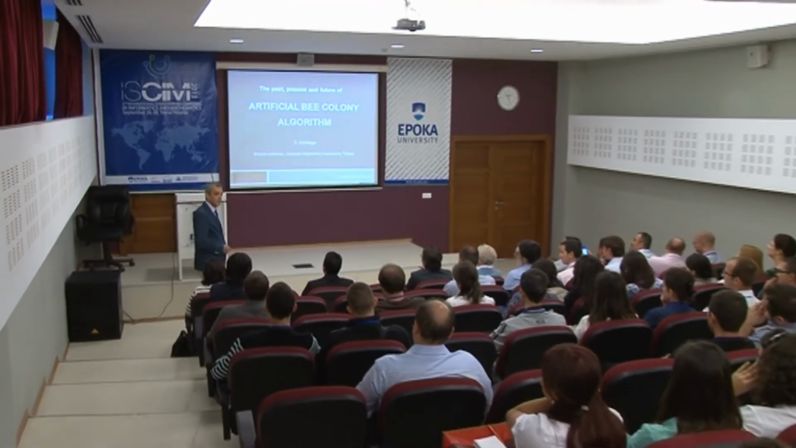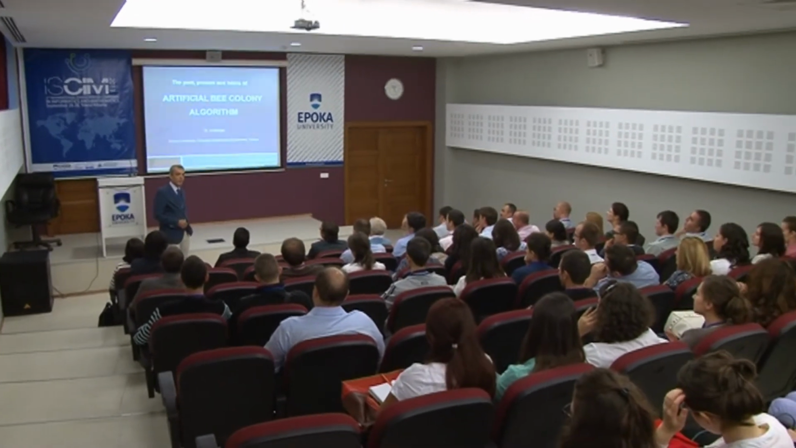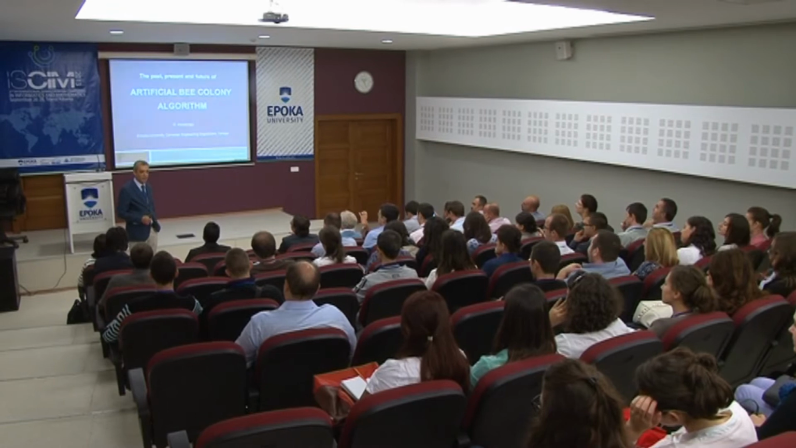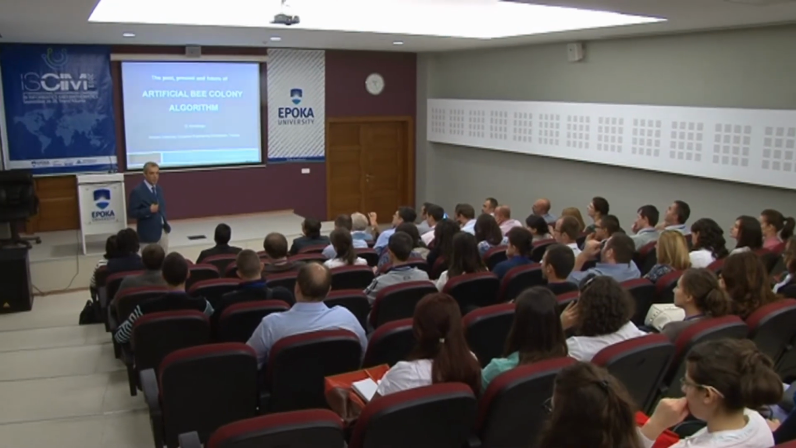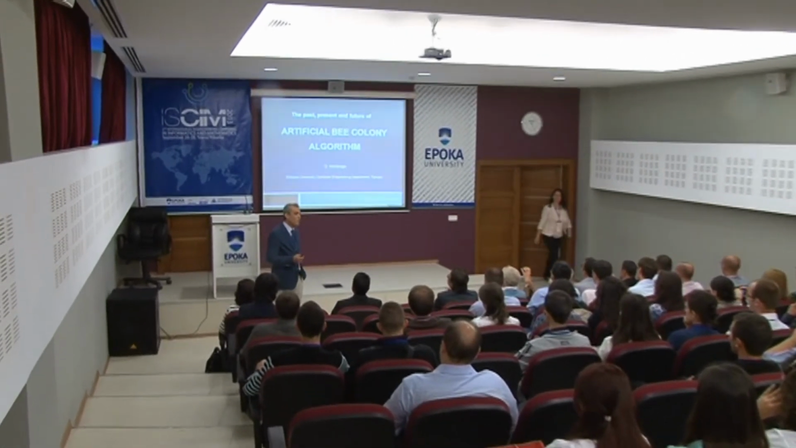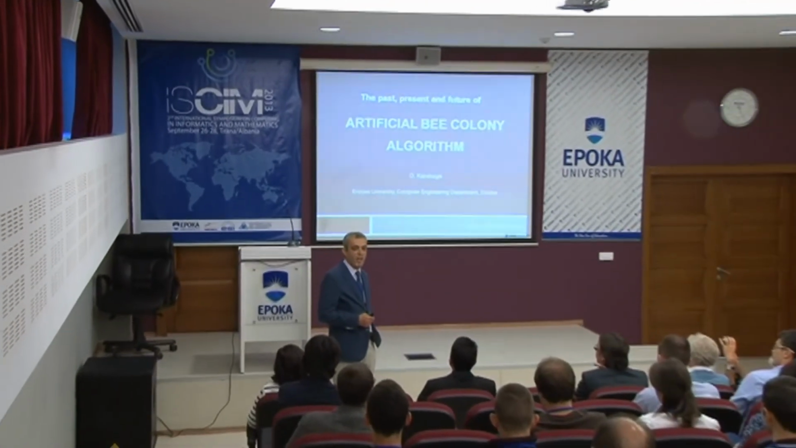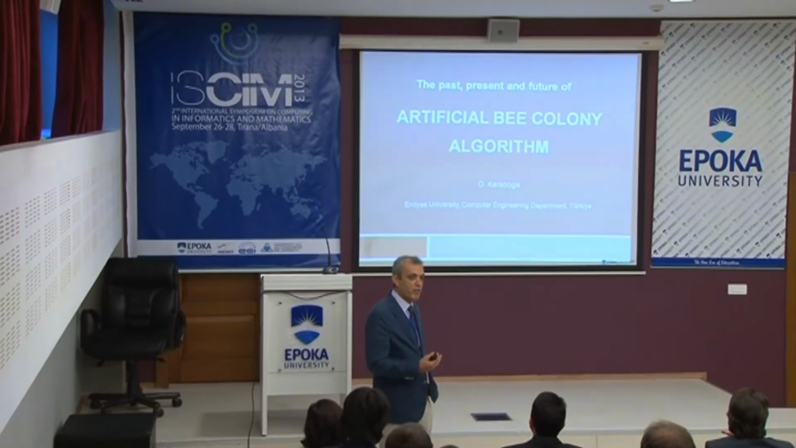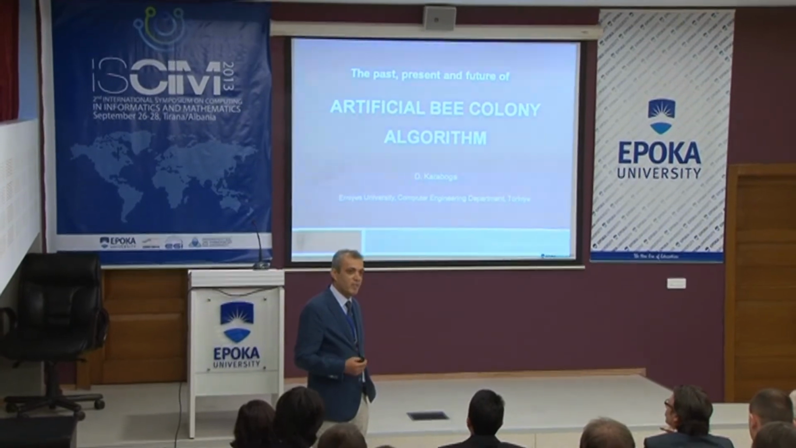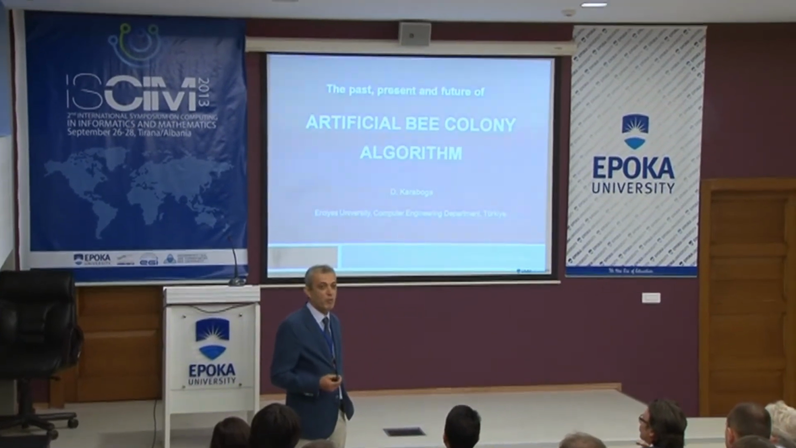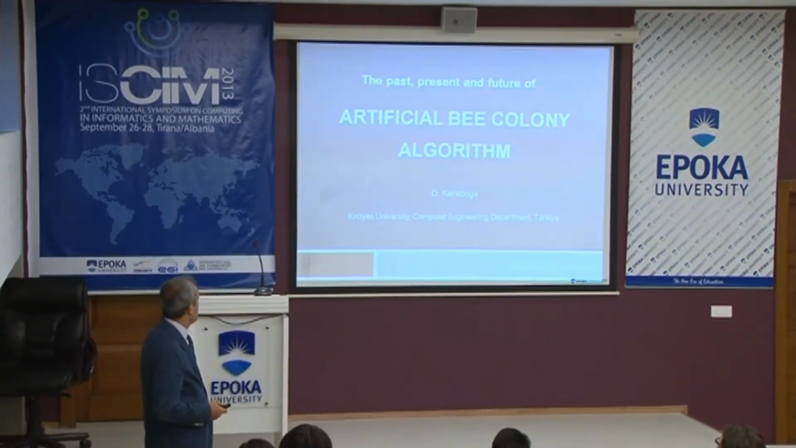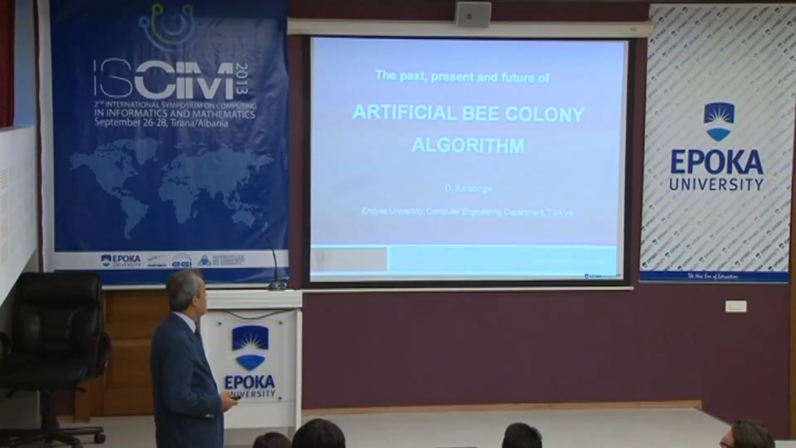Artificial bee colony is related to the optimization area. Optimization is a very important area. In our life, we face this process every day, every moment. We optimize everything to get the best performance from our life. Therefore, optimization is a strategic area. My presentation's title is Past, Present, and Future of Artificial Bee Colony Algorithm.